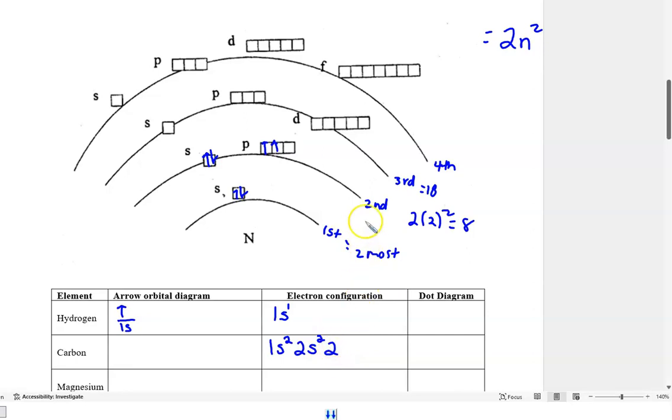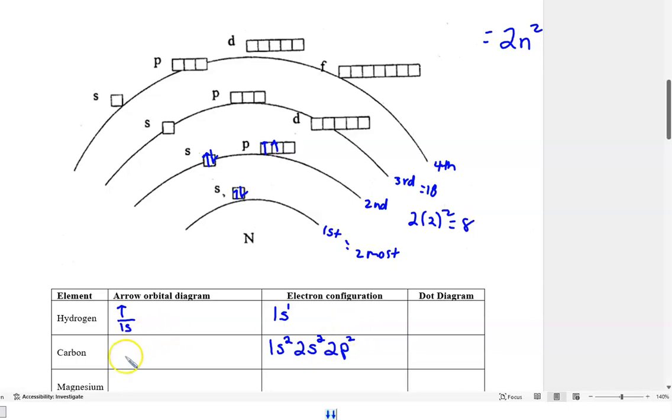So this 2 means second energy level. It is the p sublevel, and I have put 2 electrons there. So this is the configuration: 1s2, 2s2, 2p2. And if you'll notice, if I add up the superscripts, they add up to my atomic number.